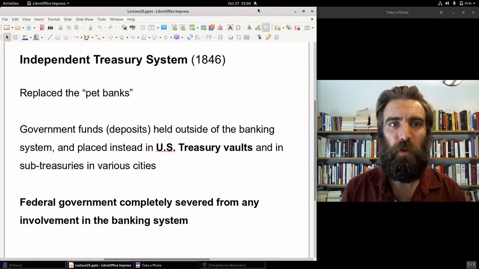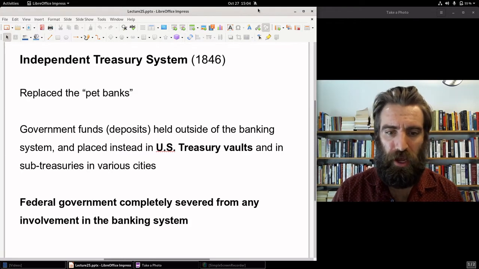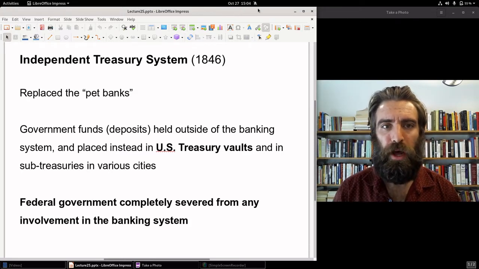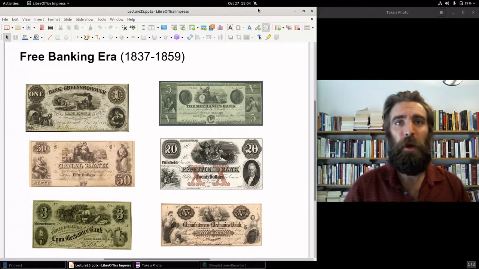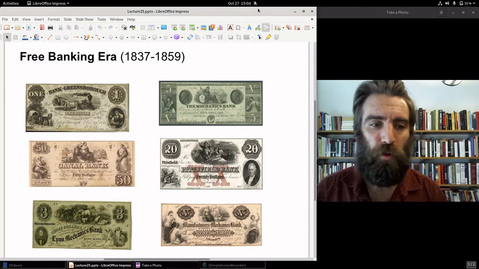Where are the banks? Who's in charge of the banks? And if not the federal government, then what? And the answer to that question is the state governments. The state governments. Banking doesn't go away after the bank war.